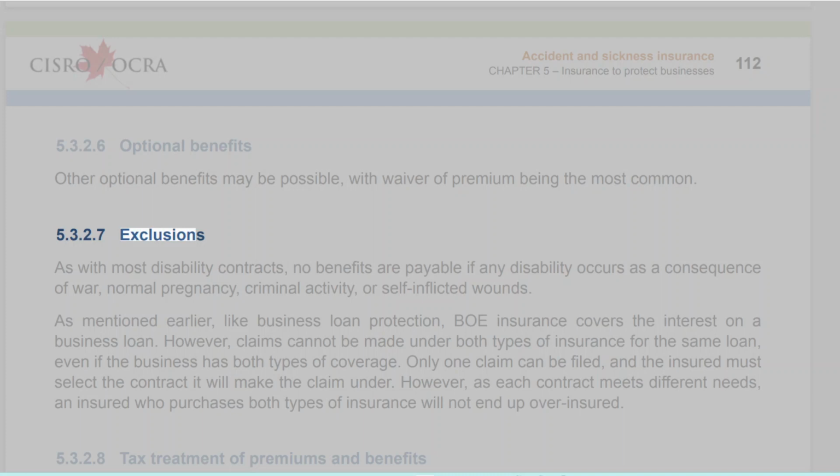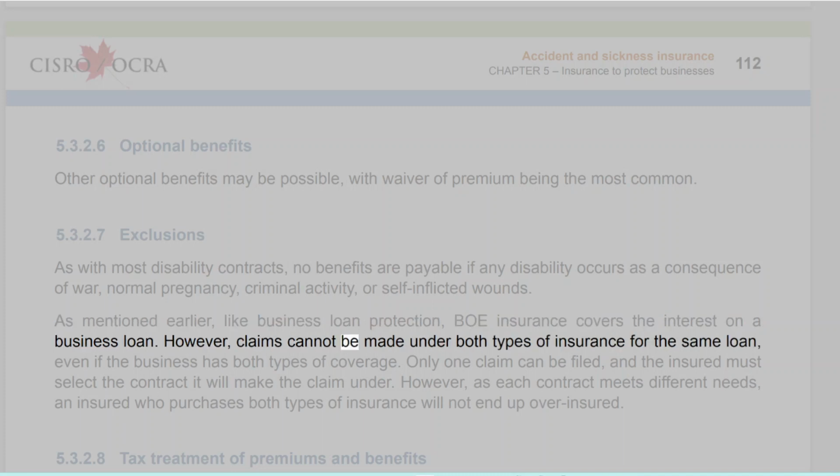5.3.2.7 Exclusions. As with most disability contracts, no benefits are payable if any disability occurs as a consequence of war, normal pregnancy, criminal activity, or self-inflicted wounds. As mentioned earlier, like business loan protection, BOE insurance covers the interest on a business loan.